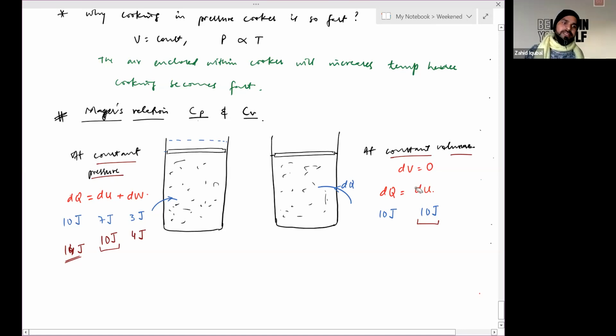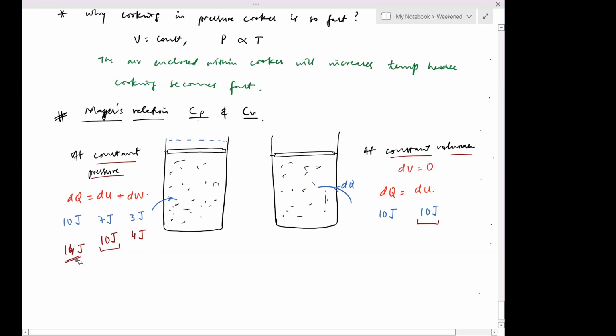But in the second part, if you apply only 10 joule, this will be utilized in two different processes, one to change the internal energy and the other to do some useful work. Since this piston is movable, the heat supplied may be utilized in changing internal energy as well as work done. So if you have to increase the internal energy from 7 to 10 joule so that this part and this part become equal, you must increase the heat supplied to the system from 10 to 14. Is it clear?